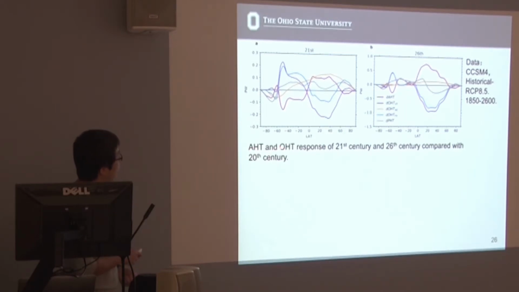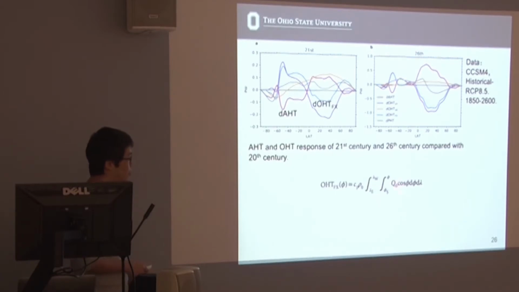Here is the atmosphere and ocean heat transport of the 21st century and the 26th century compared to the 20th century. First, I use a conventional calculation scheme, using surface heat flux to calculate the ocean heat transport response, denoted as OHTFX. We found that OHTFX and AHT response are largely symmetric along the equator. This is consistent with previous results.